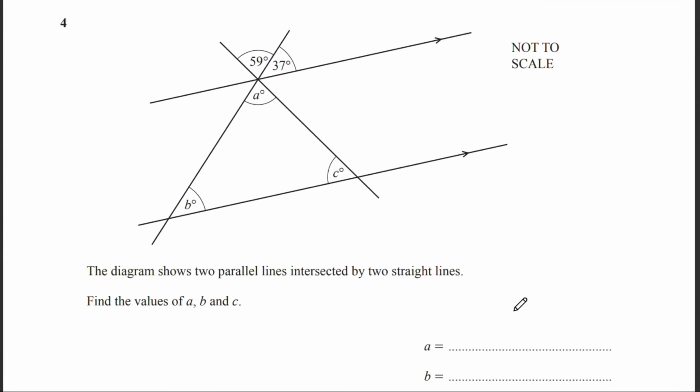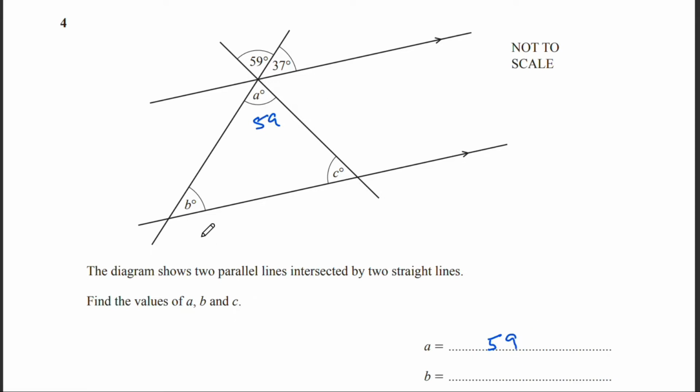So the next question. The diagram shows 2 parallel lines intersected by 2 straight lines. Find the values of A, B and C. As you can see, 2 parallel lines, the arrow heads are given. Now calculating the value of A. A will be equal to 59 degrees. Why? As you can see, these 2 lines are intersecting. They are vertically opposite angles. A and 59 are vertically opposite angles. So that's why A is 59 degrees.